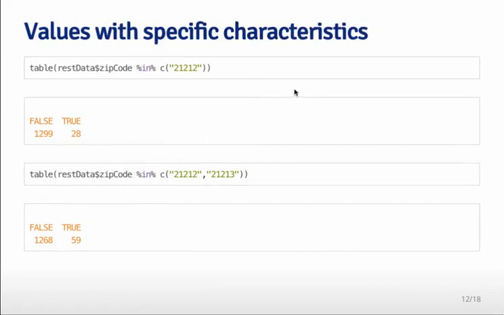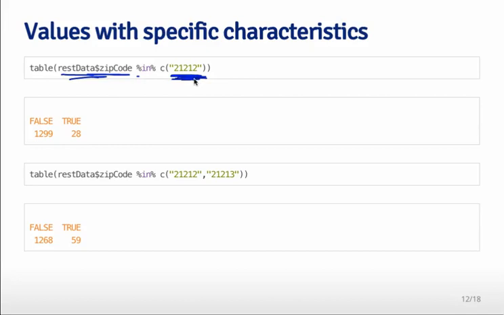I can use some other commands to find specific characteristics within the data set. So for example, suppose I want to find all the zip codes that are equal to 21212. I could just use the equals command to see if that's true, but I can also say, are there any values of this variable that fall into this vector over here?